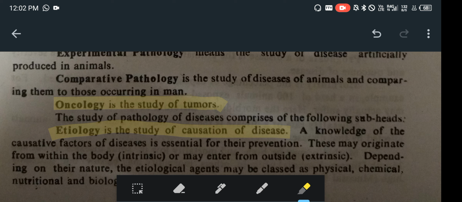And what is the use of etiology? If we know the cause of any disease, for example dengue, we know that it is caused by mosquitoes. So we prevent ourselves from mosquitoes by using creams or maintaining cleanliness around us. So we take preventive measures for that. So there is a need to understand the etiology of any disease.